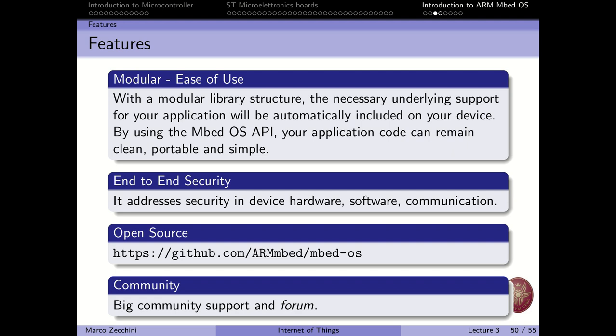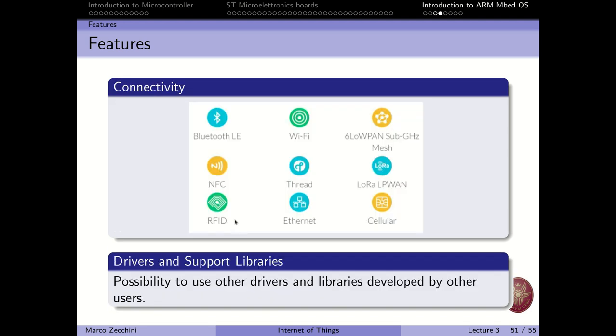It has some security facilities for hardware, software, and communication. It is open source, and this is the link on GitHub, and it has a big supporting community and forum where you can ask all your doubts, and if you have any problems, there is a big community that can help you. It has several connectivity options, from Bluetooth to Wi-Fi to LoRa, that we are going to explore in the next lectures. And finally, it's possible for users in general to create and develop libraries or drivers that can be used by other users.